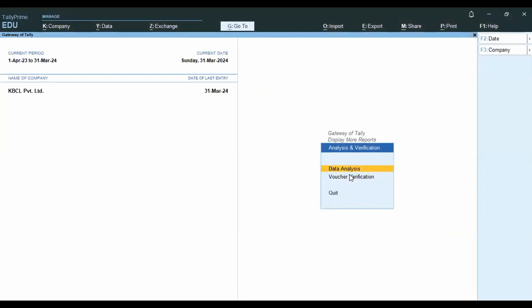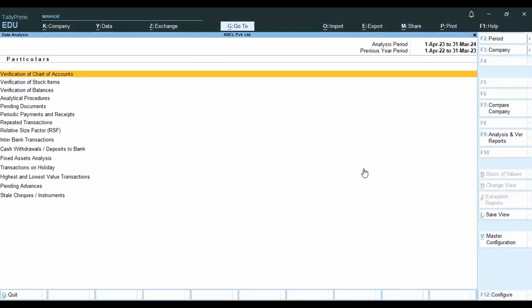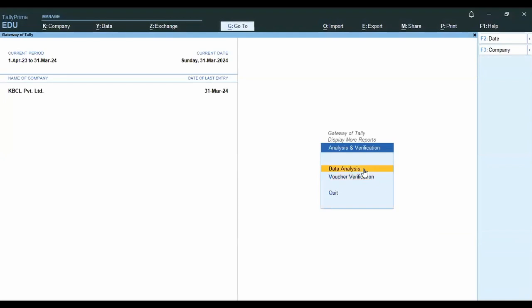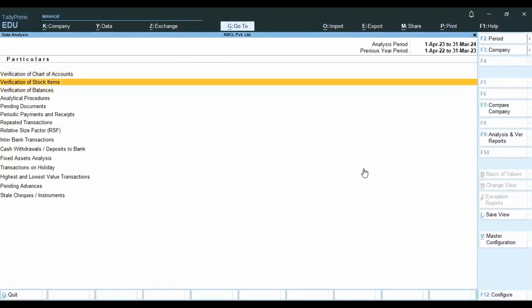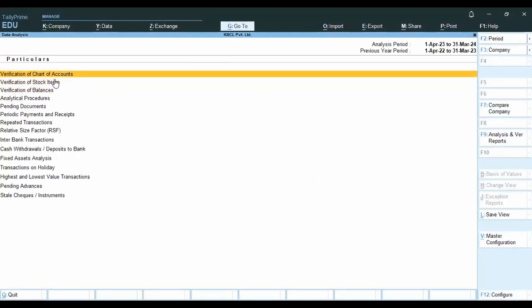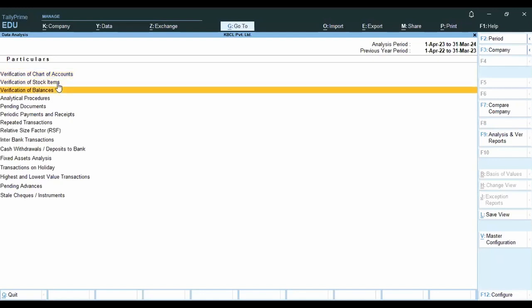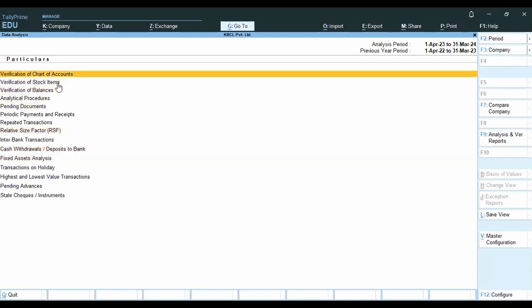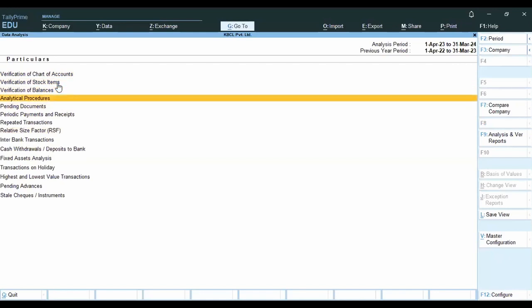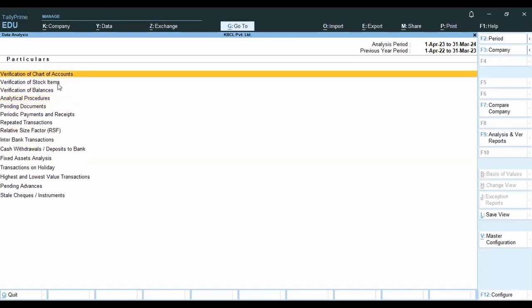So under data analysis, in the audit, we used to learn two concepts called compliance procedure and substantive procedure. Data analysis is a part of compliance procedure, and voucher verification is part of substantive procedure. So simply I'm going to data analysis. Here you can see that I can verify the charts of accounts in Tally, the closing stock item in Tally, verification of balances, and analytical procedure. First I'm going to charts of accounts.